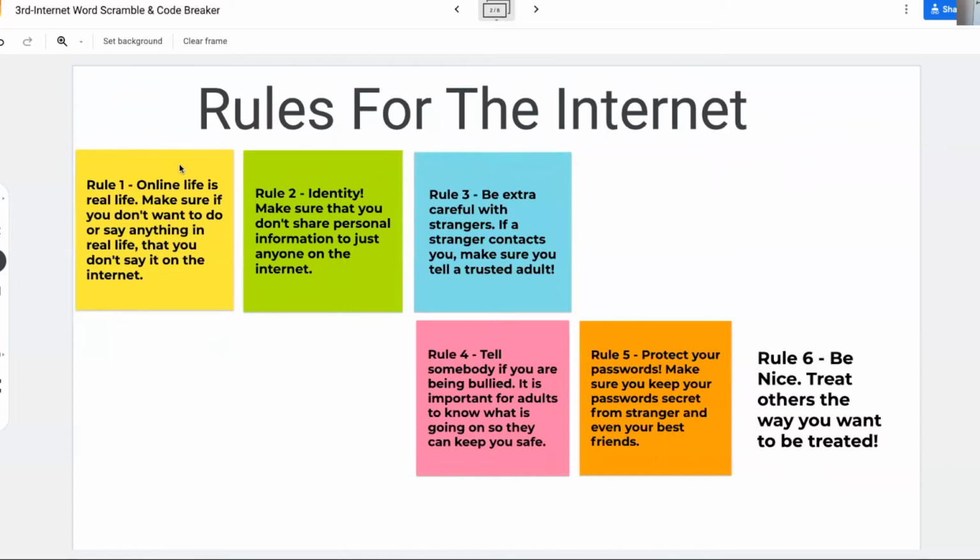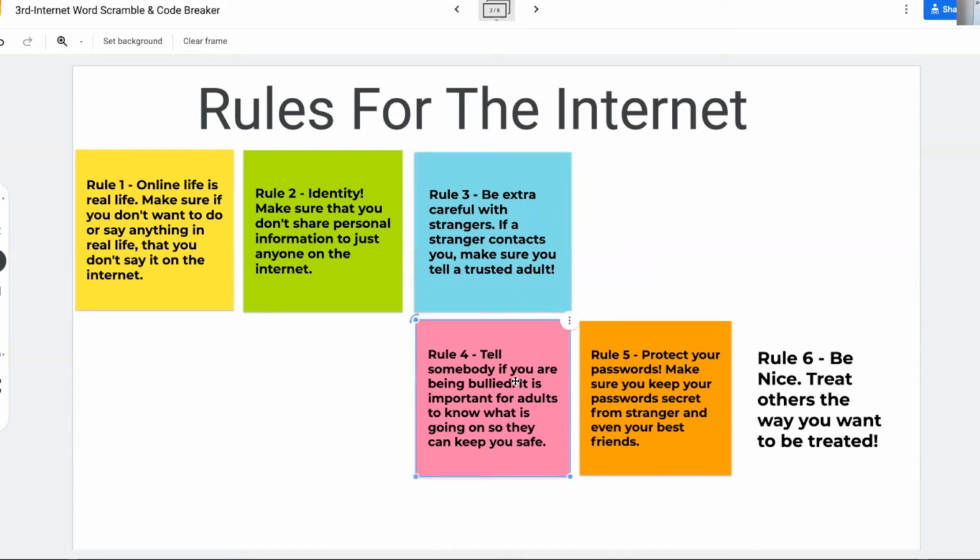Rule 2, your identity. Make sure that you don't share your personal information to anyone on the internet. Just like before, that includes your name, your passwords, your email, your address, your phone numbers. Don't give that away. Rule 3, be extra careful with strangers. If someone contacts you online and you don't know them, make sure you tell a trusted adult. This way they can be blocked and won't bother you again.